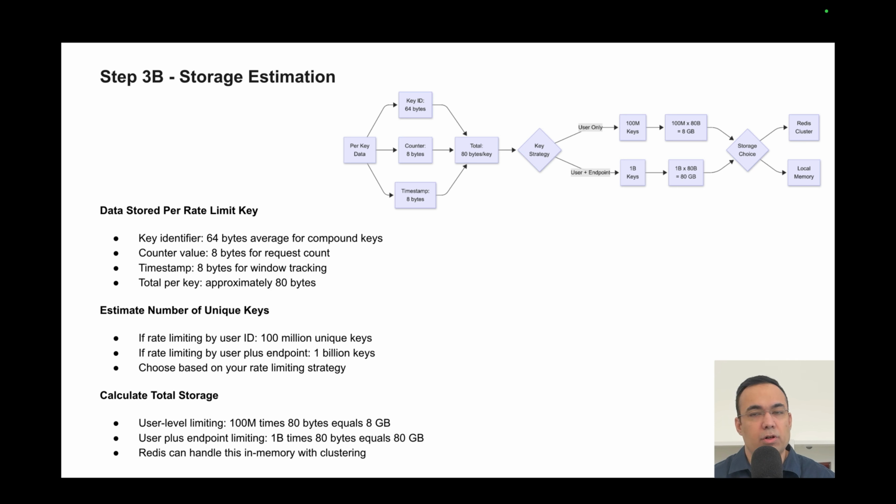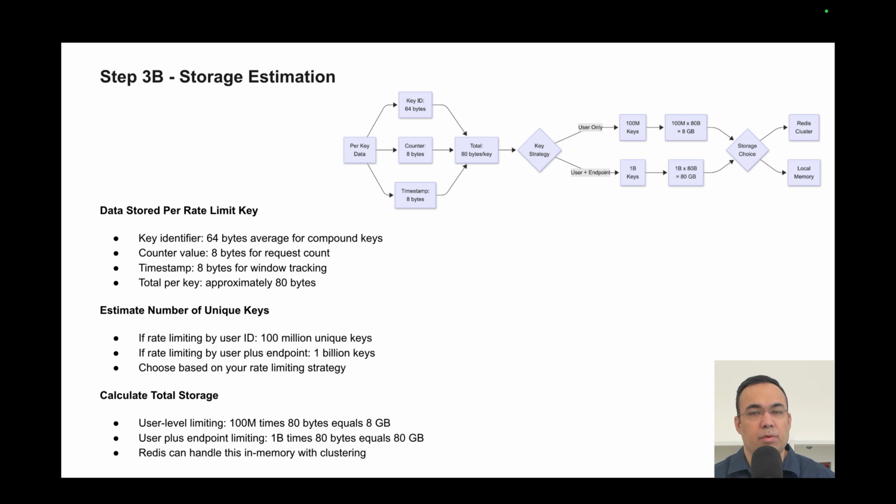Next, we estimate the number of unique keys. If you are rate limiting by user ID alone, then we will have 100 million unique keys. If you are rate limiting per user plus endpoint and we have 10 endpoints, that becomes 1 billion keys. The strategy we choose significantly impacts our storage requirements. Finally, we calculate the total storage. For user level limiting, 100 million keys times 80 bytes equals 8 gigabytes. For user plus endpoint limiting, 1 billion keys times 80 bytes equals 80 GB.